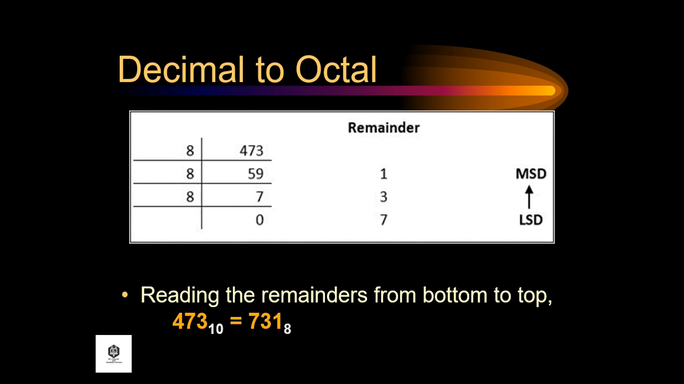Next, 7 divided by 8, and there will be a remainder of 7 until it comes to 0. So the remainders for 473 in decimal will be 1, 3, and 7. Take note, read the remainders from bottom to top. So the answer is 473 in decimal is equivalent to 731 in octal.